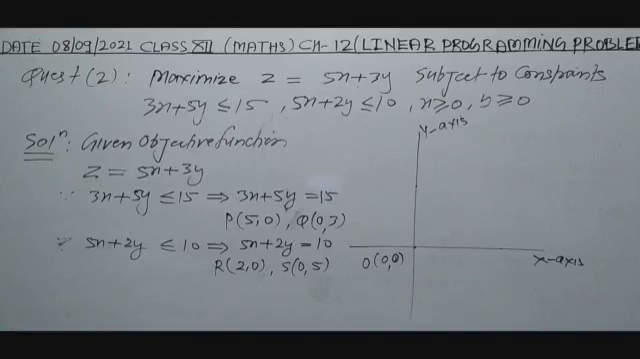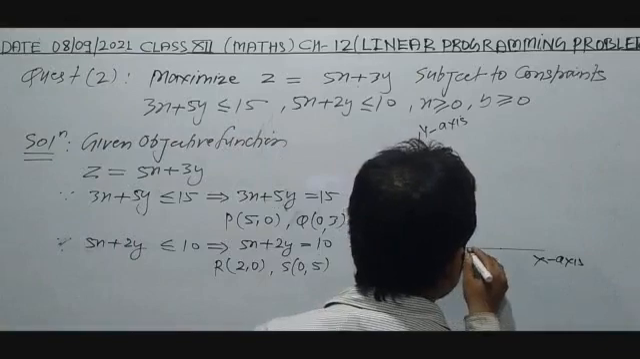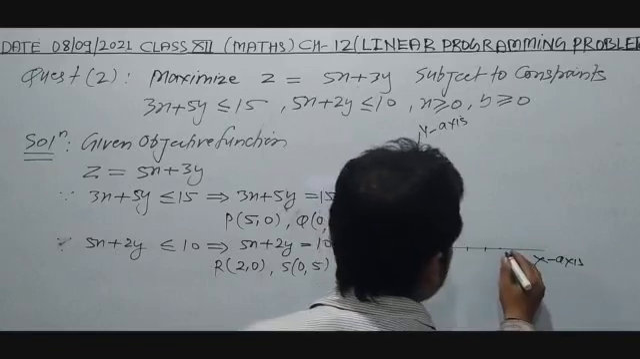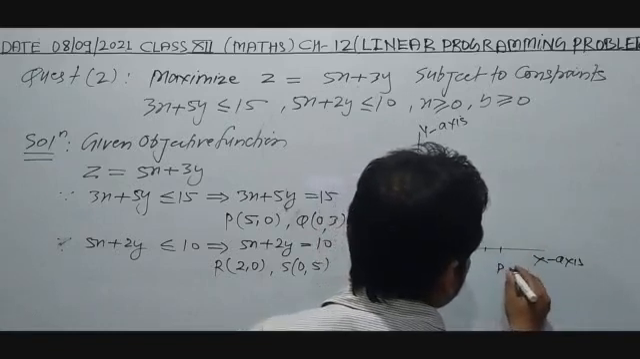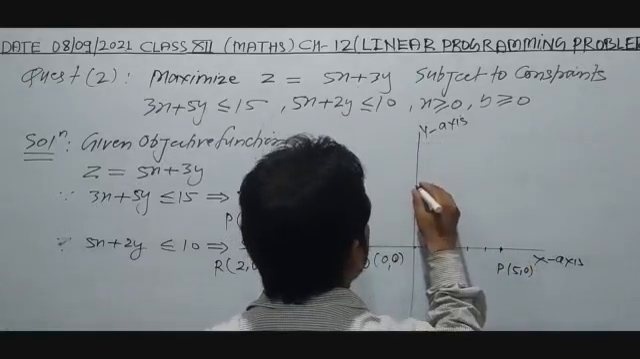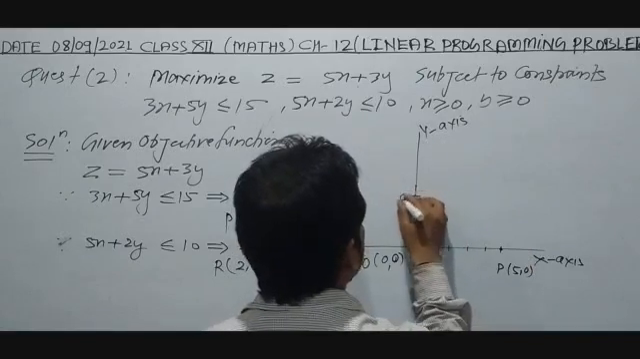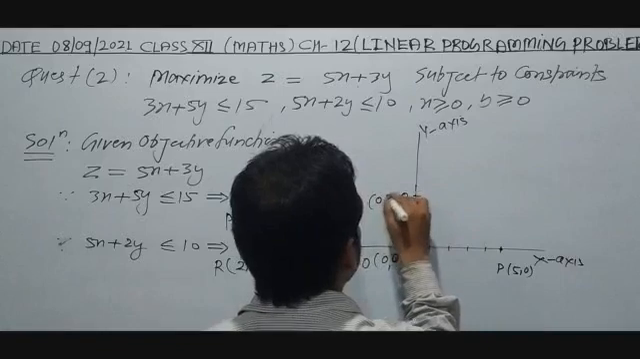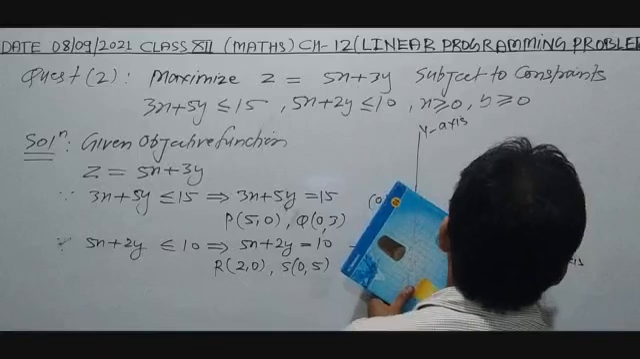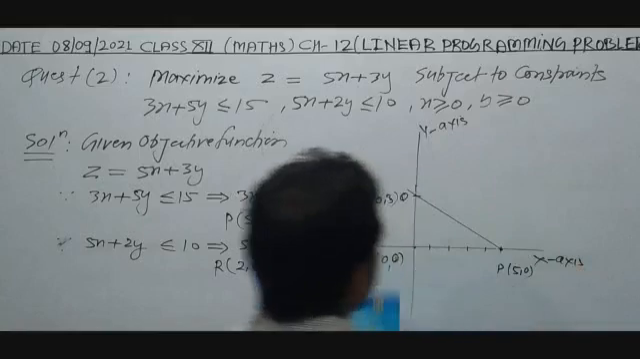Now suppose this is the point P, coordinate is (5, 0). This is the point, and Q point is (0, 3), approximately here. So this is point Q, coordinate (0, 3). Now you have to draw the line. So this is the line.